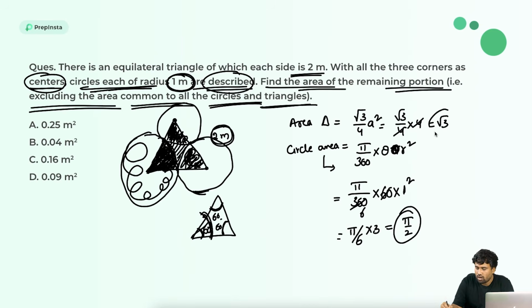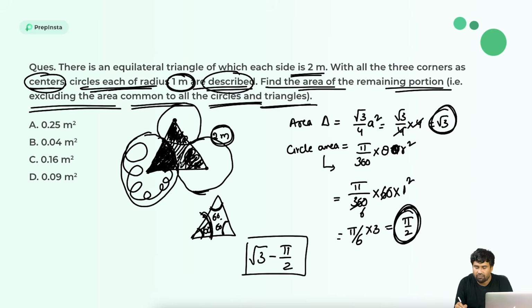So all we need to do as the last step is subtract these two values, which is nothing but root 3 minus pi by 2, the area which is left in the center of the triangle. We don't have root 3 minus pi by 2 type of values as options, so we have to simplify it as decimal values. Root 3 is simply 1.732 and pi by 2 is 3.14 by 2, so 1.57.